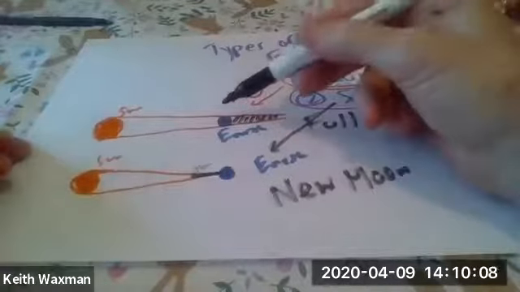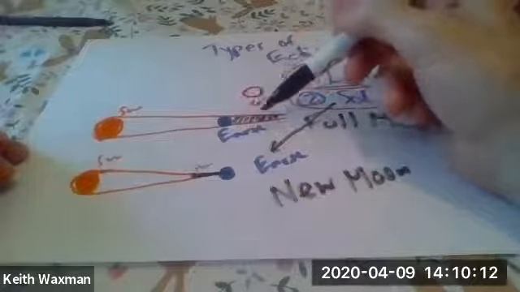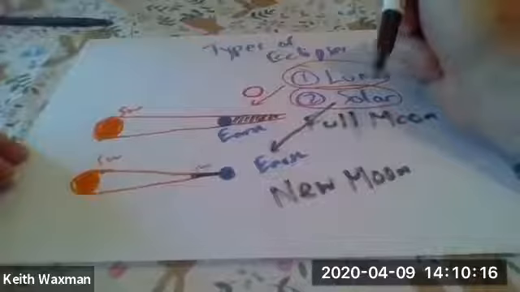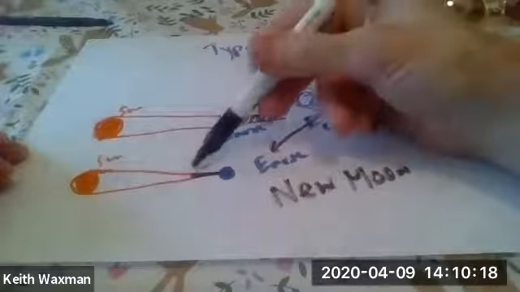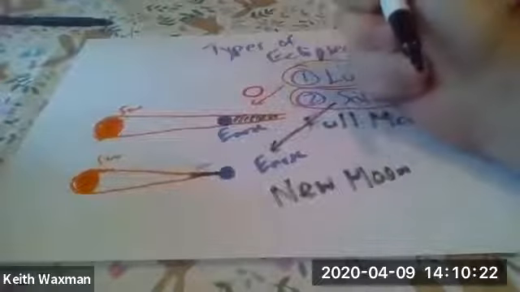So if I were to ask you, what type of eclipse is it when the Earth is between the moon and the sun? Well, that's going to be a lunar. If I were to ask you what type of eclipse you could have if you have the moon between the Earth and the sun, that would be a solar.